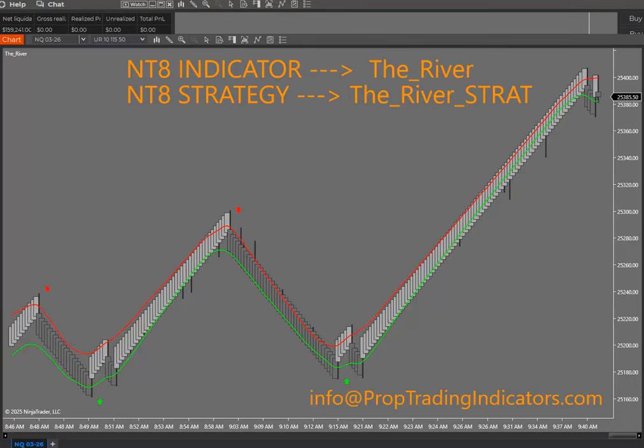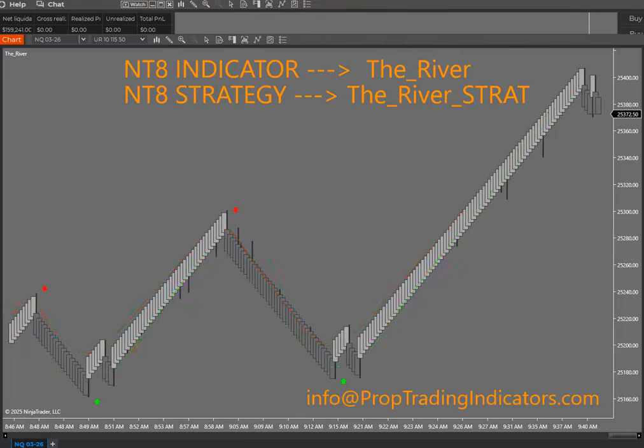So let's go ahead and show the river indicator that's already out to the Pivot Point Trading Group. I'll speed things up a bit so you can see how the indicator behaves when it's in dynamic mode. We have a dynamic and static mode. I've covered this in prior videos.